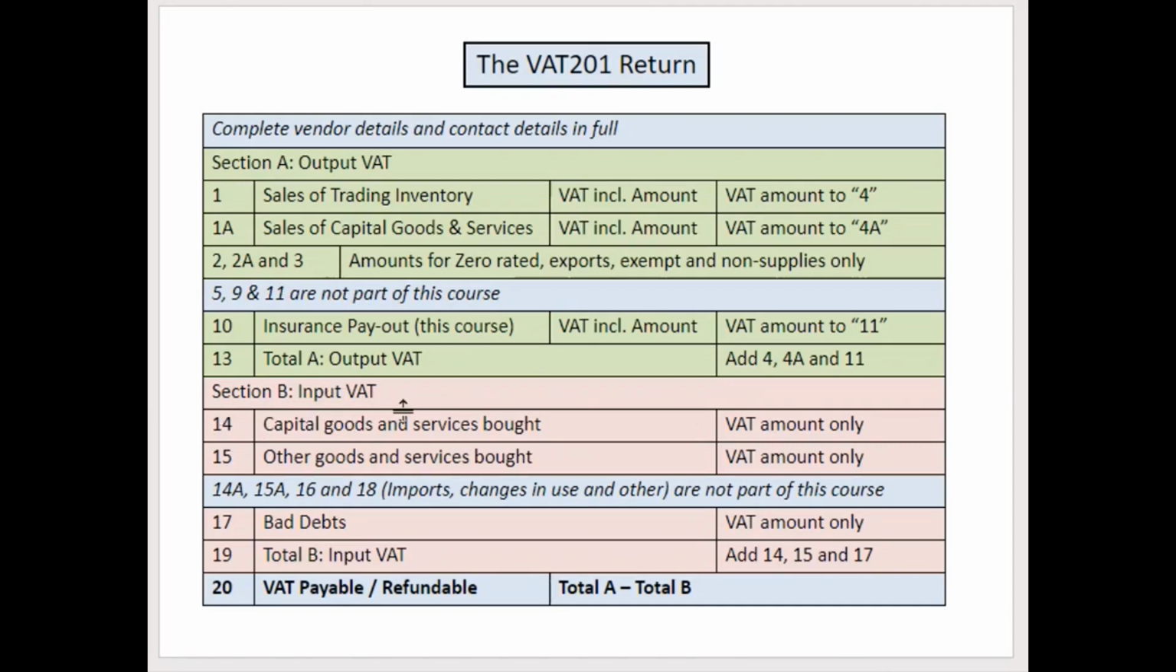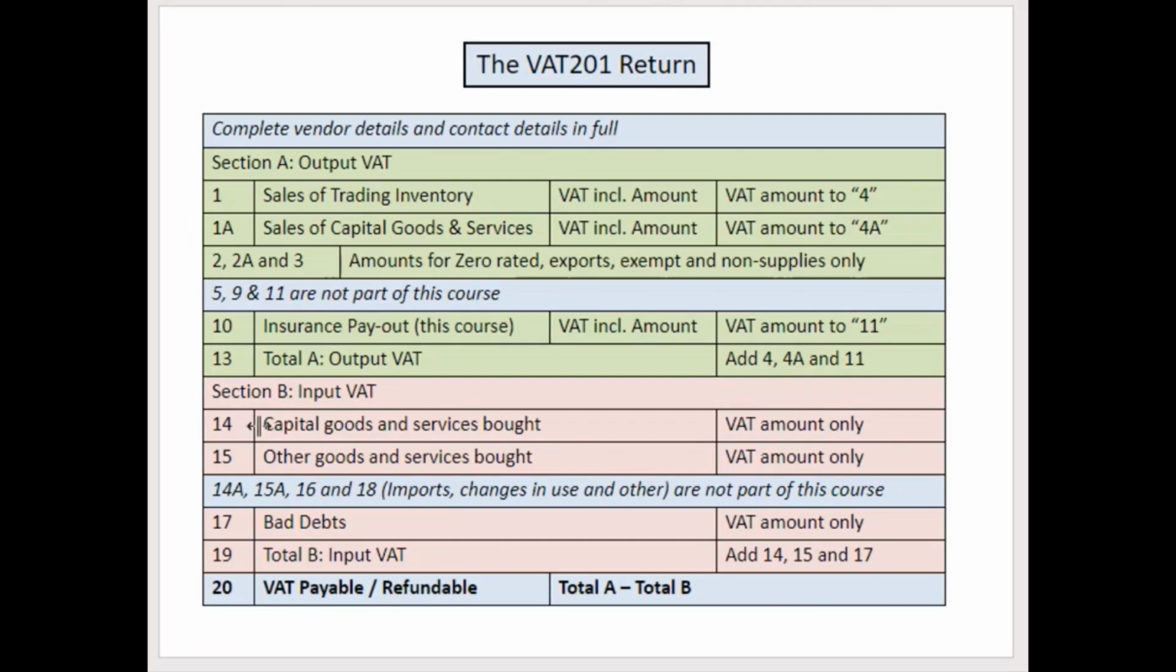Okay, then you get to section B, which is your input VAT. Under point 14, you take the capital goods and services bought. SARS is not concerned with the amount, they are concerned with the VAT amount only. So you calculate the VAT amount and you put that under point 14. Then point 15, other goods and services bought. Okay, now it's very difficult to say which services you put where. Okay, it doesn't really matter. But as a general rule, it's just the other way around than what you had with the output VAT. With the output VAT, you had the sale of capital goods and services second and the sales of trading inventory first.